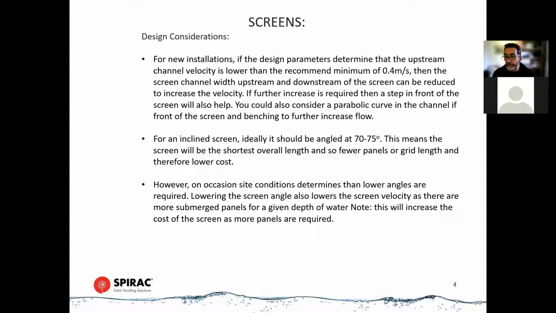When you do that, though, it also lowers the screen velocity in front of the screen, because you've got more submerged panels preventing the flow getting through. So as a result, you need to think about how you design the channel to increase that velocity. Also, one thing to consider is that if you've got a 45-degree screen, the screen will overall be longer to get the same discharge height. So there'll be more panels required for the screen, so it'll be more expensive. Again, that's something to consider when you're designing the screen system.